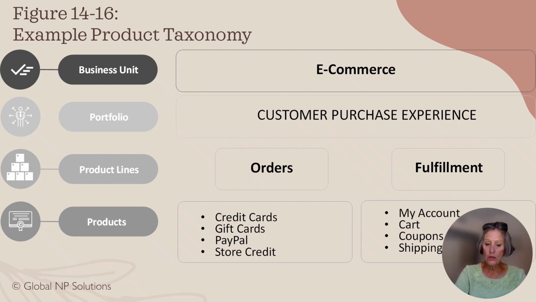Figure 14-16 on the screen shows a sample product taxonomy for the e-commerce division of a company selling clothing and accessories. Within each portfolio, separate product lines identify searchable categories such as men's shirts, women's shoes, and handbags. From a software perspective, the company also invests in products to deliver value to the customer experience, such as a checkout cart and payment processing. These individual software products are integrated and linked as shown in the product taxonomy of Figure 14-16 through product lines, but are also supported by product development and operational teams, often with shared resources.